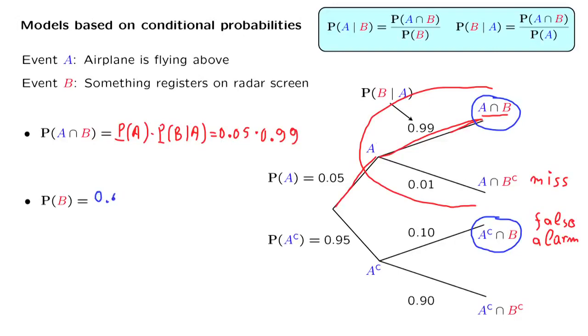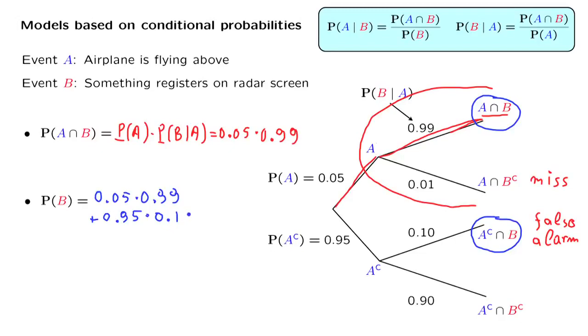It's 0.05 times 0.99. For the second possibility, we need to do a similar calculation. The probability that this occurs is equal to 0.95 times the conditional probability of B occurring under the scenario where A complement has occurred. And this is 0.1.